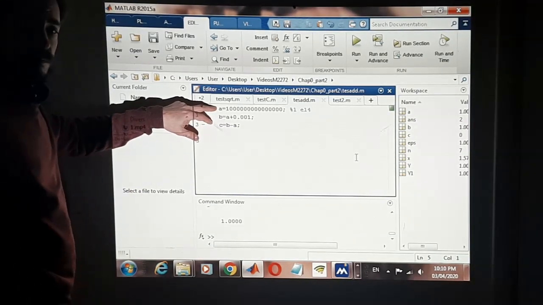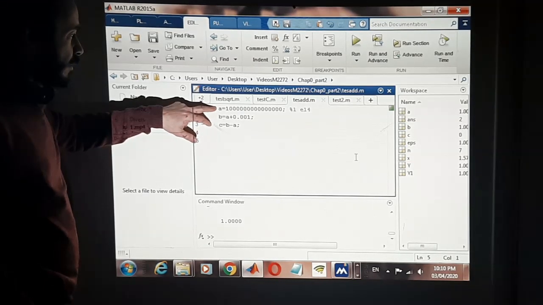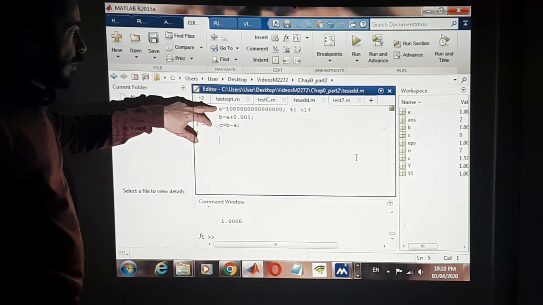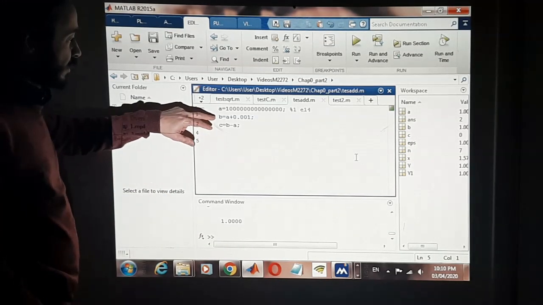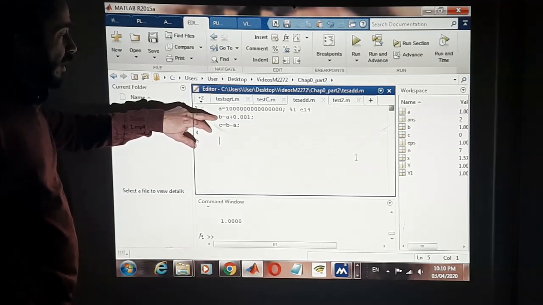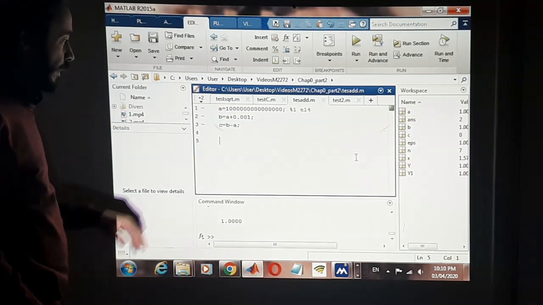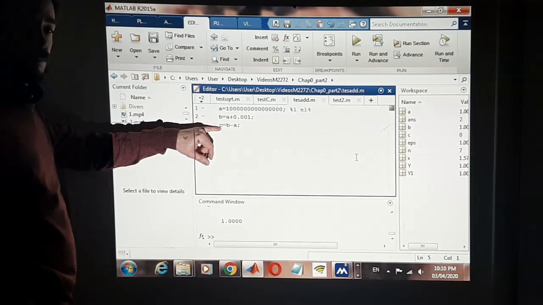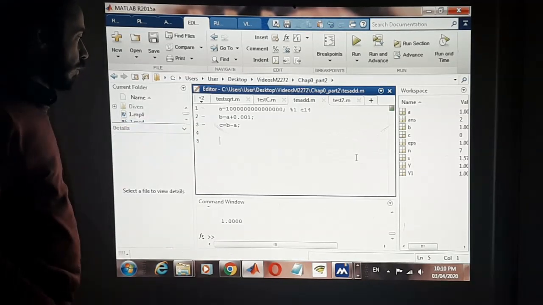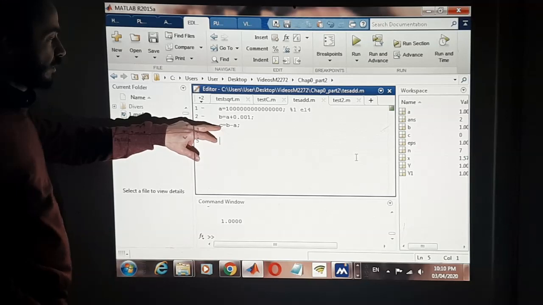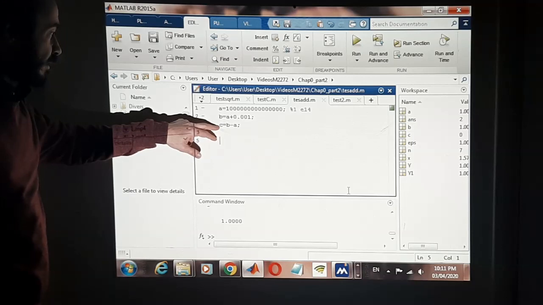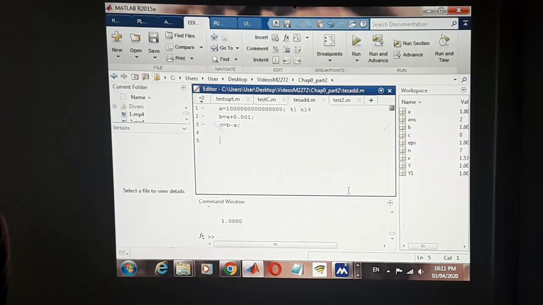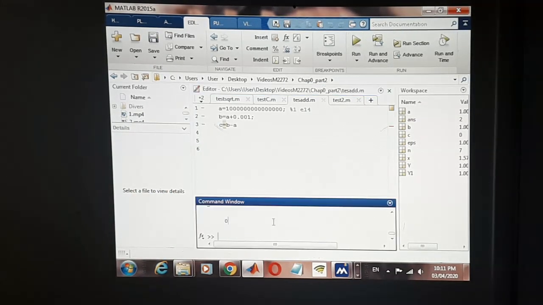Let's take A as being some large number. Here it's 10 power 14. Let's write B equals A plus 0.001. And then I made C equals B minus A. So what I should get is C equals 0.001. But this is what I get. We are going to run this program and I get C equal 0.